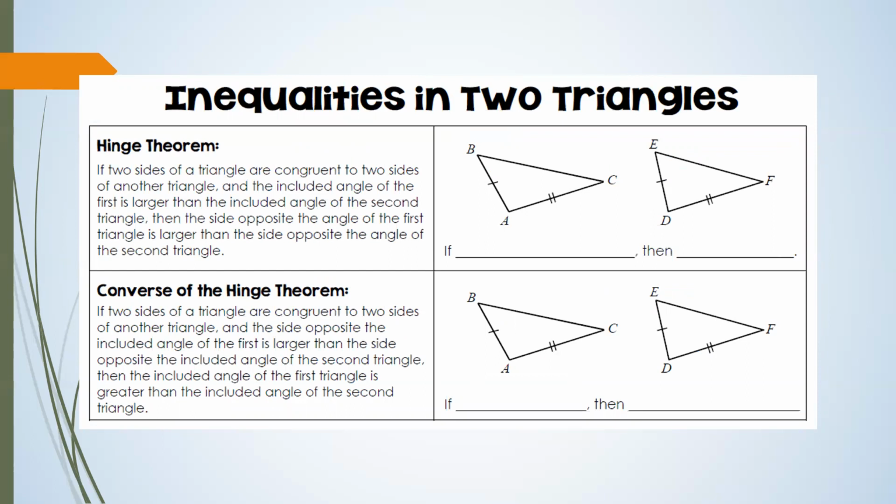And the last part of the lesson today is our Hinge Theorem. The Hinge Theorem says that if 2 sides of a triangle are congruent to 2 sides of another triangle, and the included angle of the first is larger than the included angle of the second, then the side opposite the angle of the first is larger than the side opposite the angle of the second triangle. What? All right, that's a lot of words.